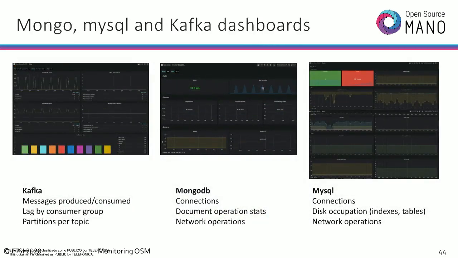And finally, there are three dashboards devoted to three specific key modules, which are Kafka, MongoDB, and MySQL. And there you can find the usual information about statistics on the number of operations being performed, reads and writes, network, disk usage, and so on.